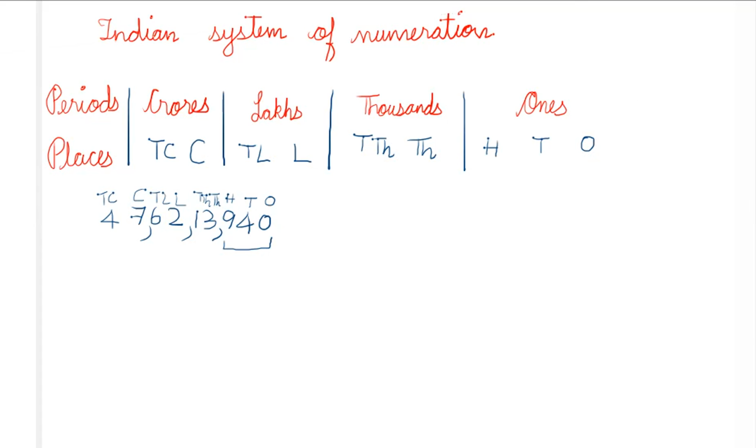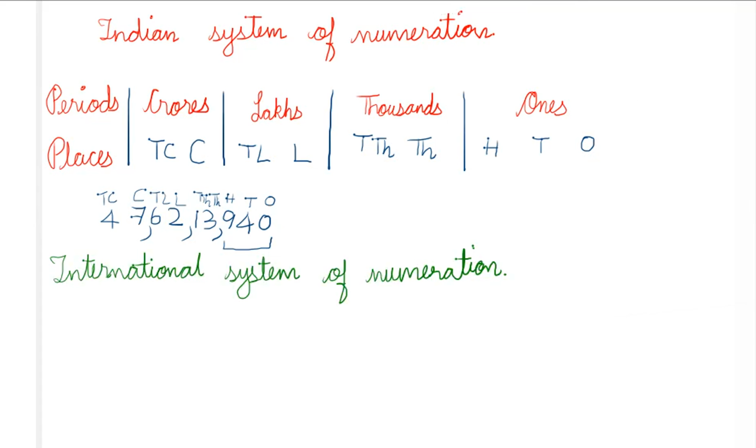So now we'll move on to the international system of numeration. Under the international system of numeration also we have different periods and place values. So now let's start with the very first period which we have. So it is the ones period. Under the ones period you will be having ones, tens and hundreds.